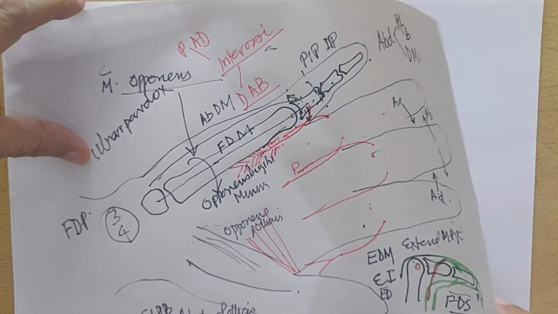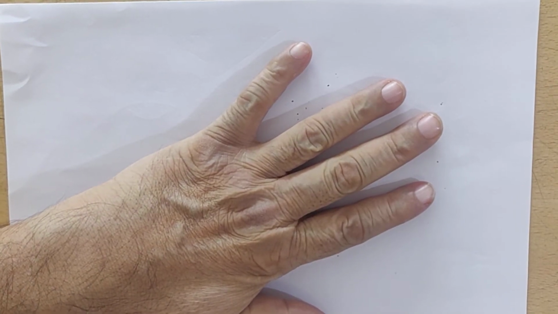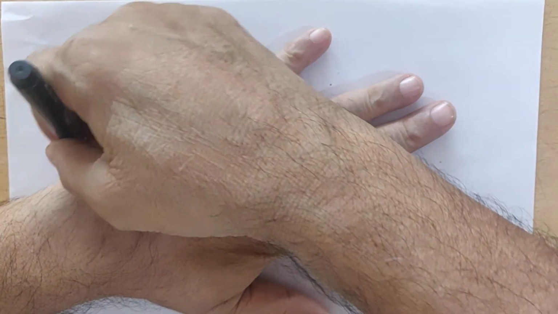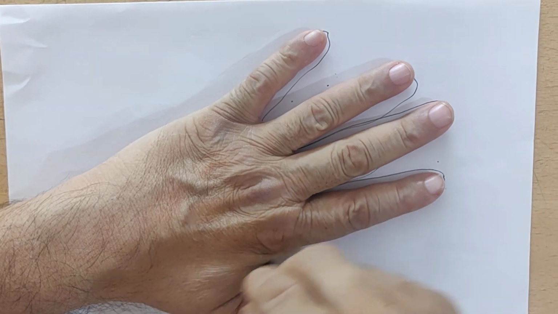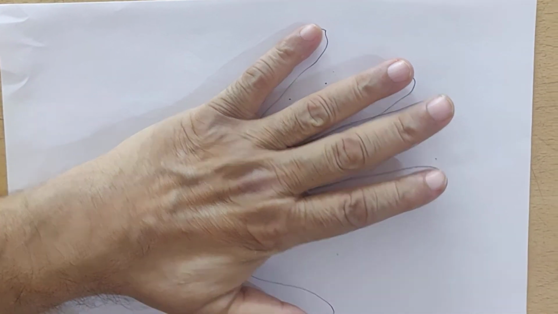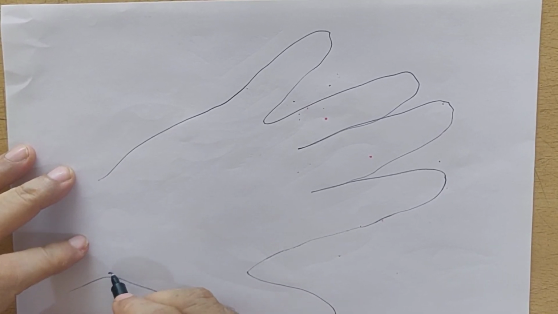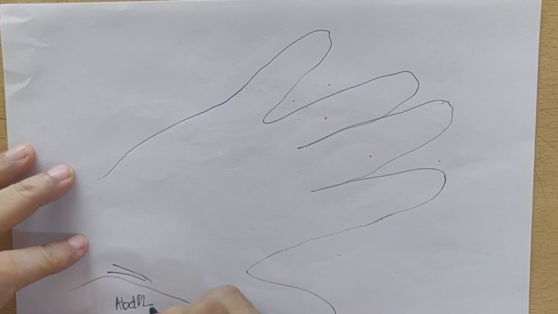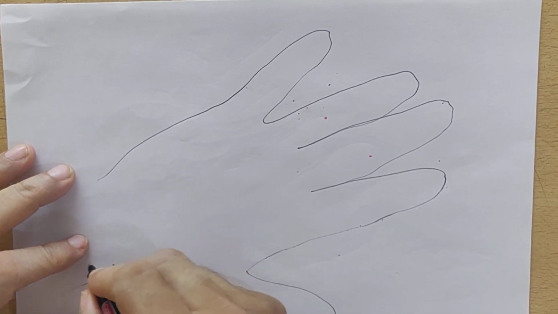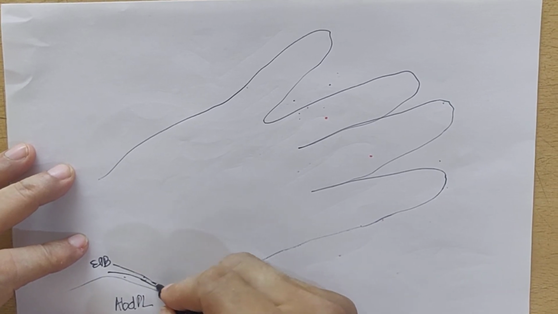Now we will name the muscles that you can see from the dorsum of the hand. So the lateral most are two tendons, which are abductor pollicis longus on this side and extensor pollicis brevis. They come and get attached to the thumb like this.